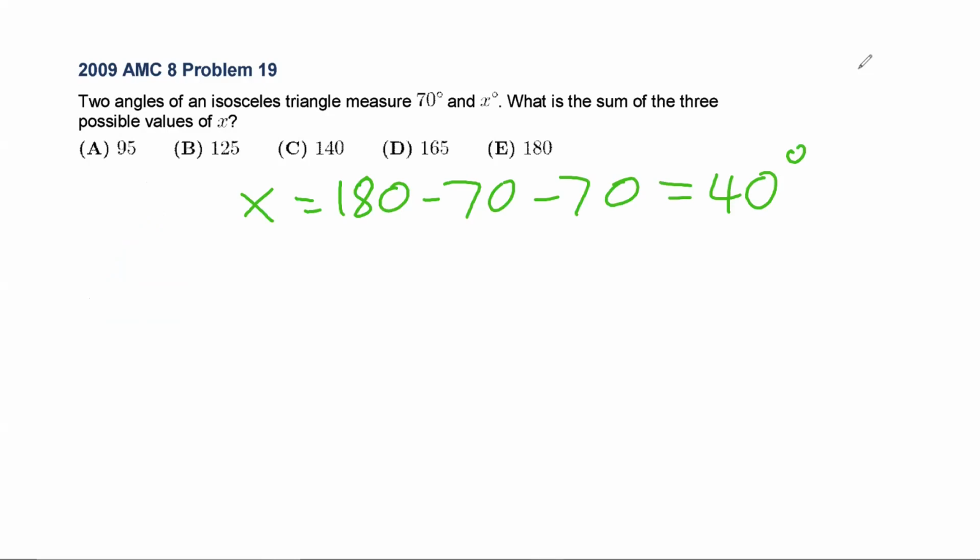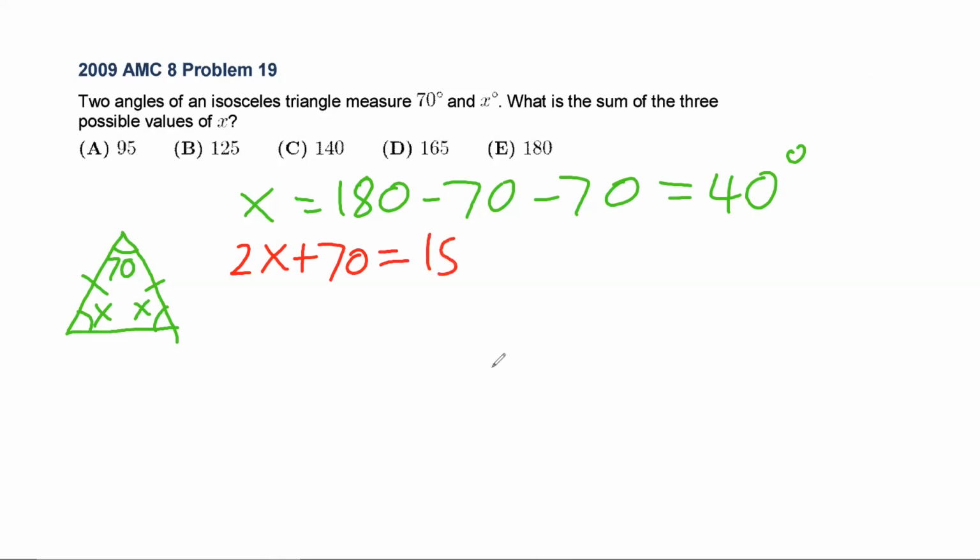Okay, so second case here is if, so we have our triangle here, if this is 70 and this is x, which means this is also x. So from here, we get that 2x plus 70 is equal to 180, which means 2x is equal to 110. So x is equal to 55 degrees.